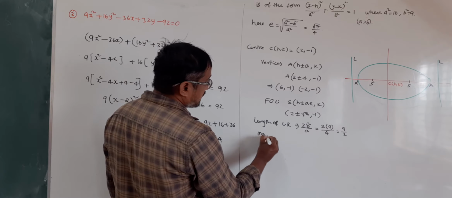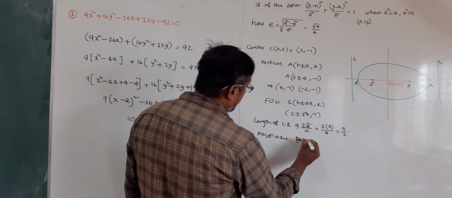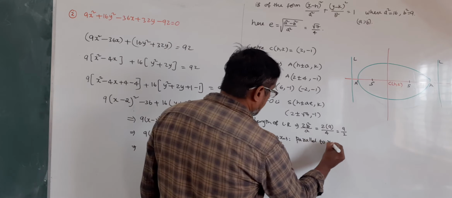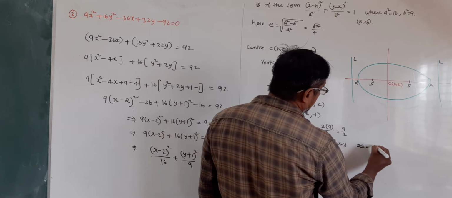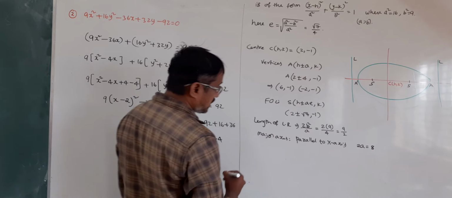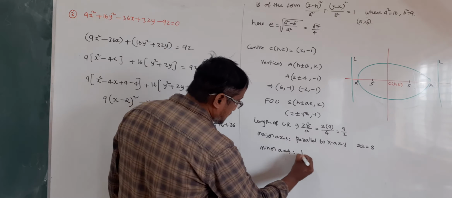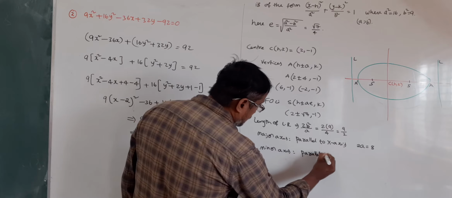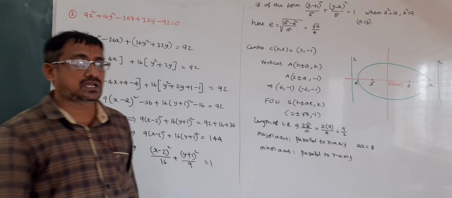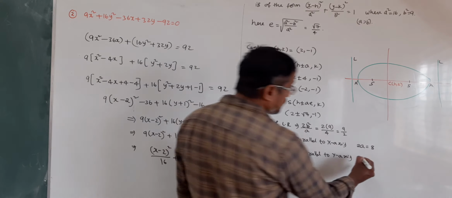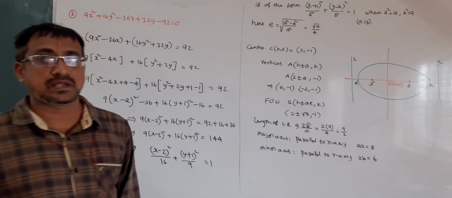Next, major axis. Major axis is parallel to x-axis, and its length is 2a. It will be 8. Next, minor axis. Minor axis is parallel to y-axis. Its length is 2b. So you will get 6, where b is 3.